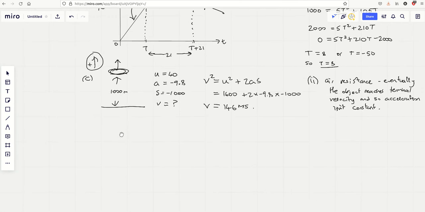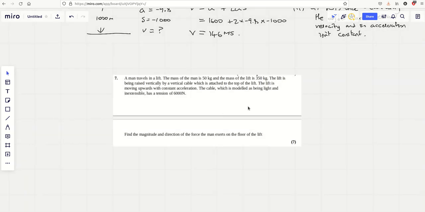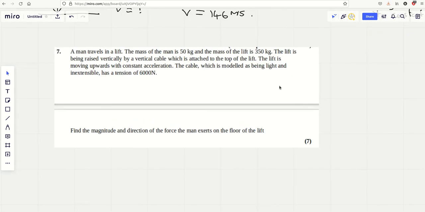Okay, so that was quite a nasty question, I thought. It had its subtleties to it anyway. Right, let's have a look at the next one, which was a kind of lift problem, as I would describe it. They like these little lift problems, they really do. Okay, what have we got here?